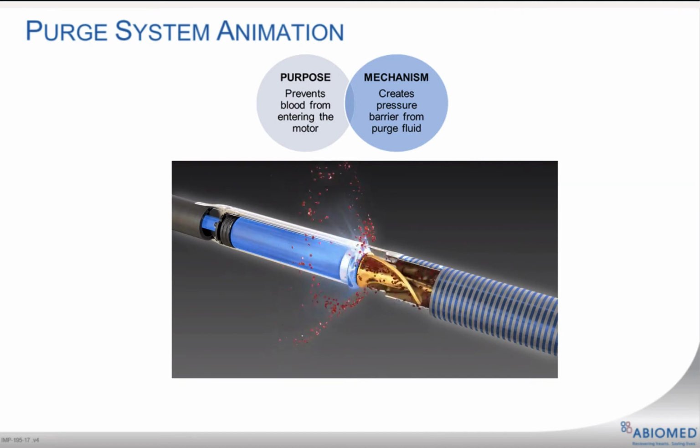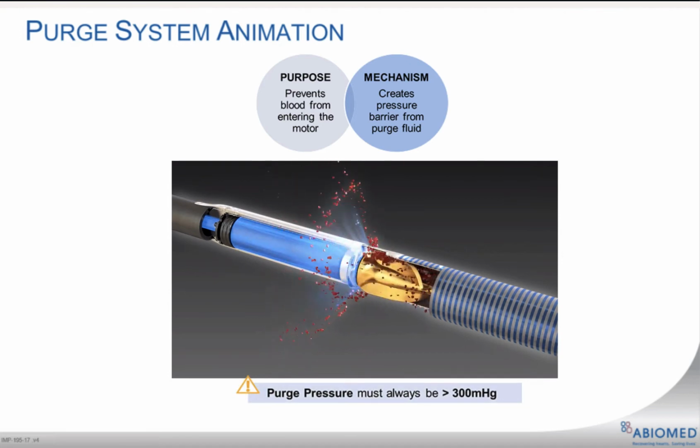This forward flow of PURGE fluid forms a pressure barrier. The PURGE fluid deflects the blood that the impeller is pulling through the cannula, preventing it from entering the motor through the gaps. A continuous flow of PURGE fluid throughout the support period is needed for the impeller system to maintain this pressure barrier and protect the Impella motor.